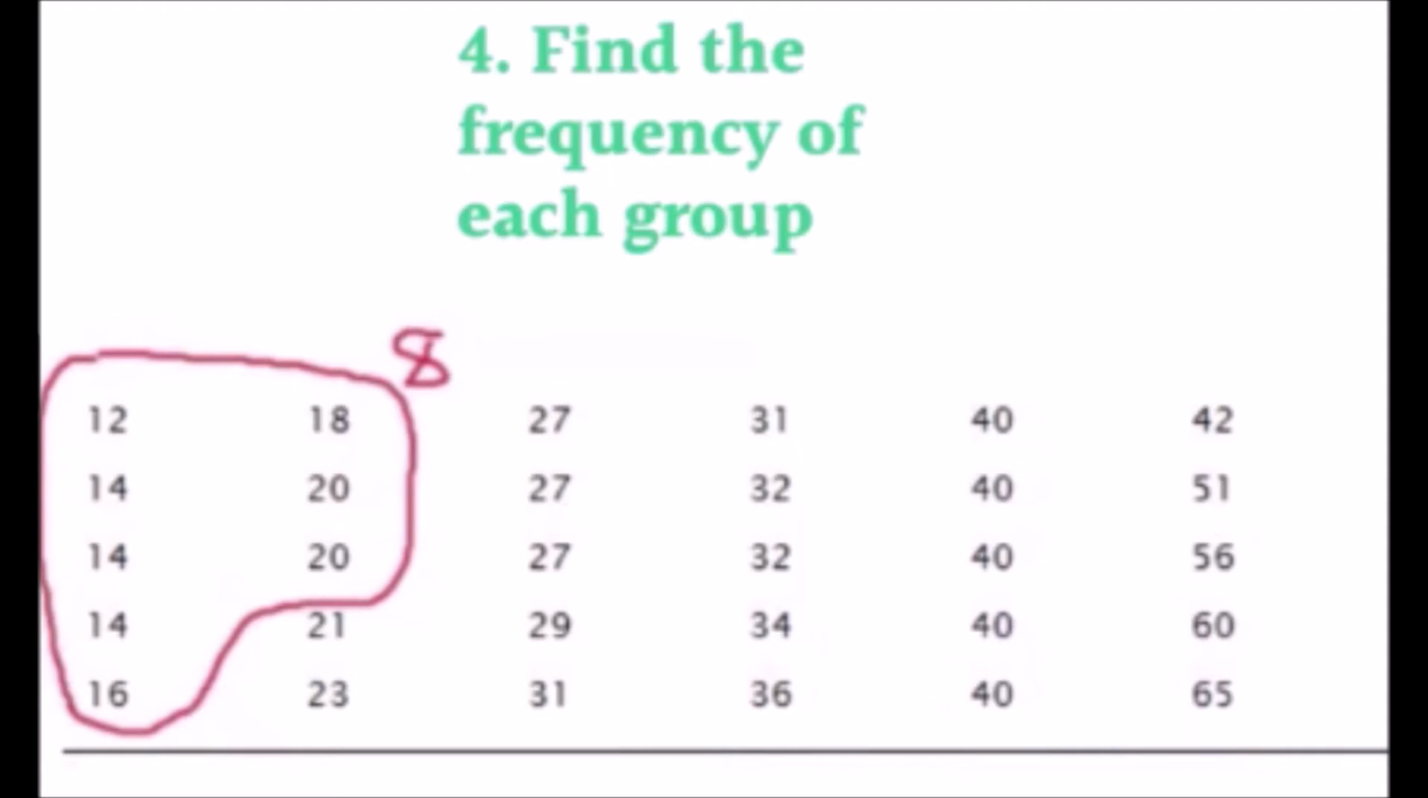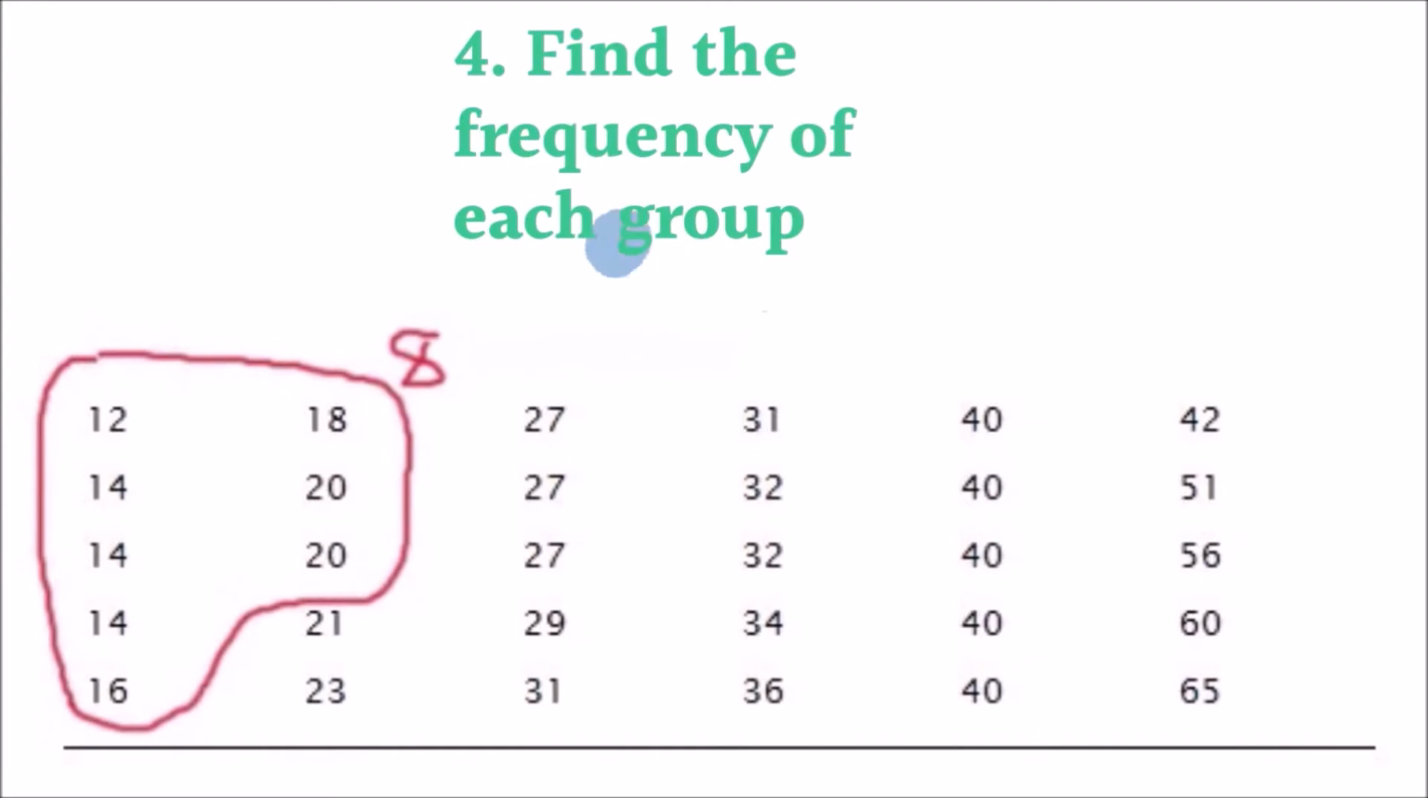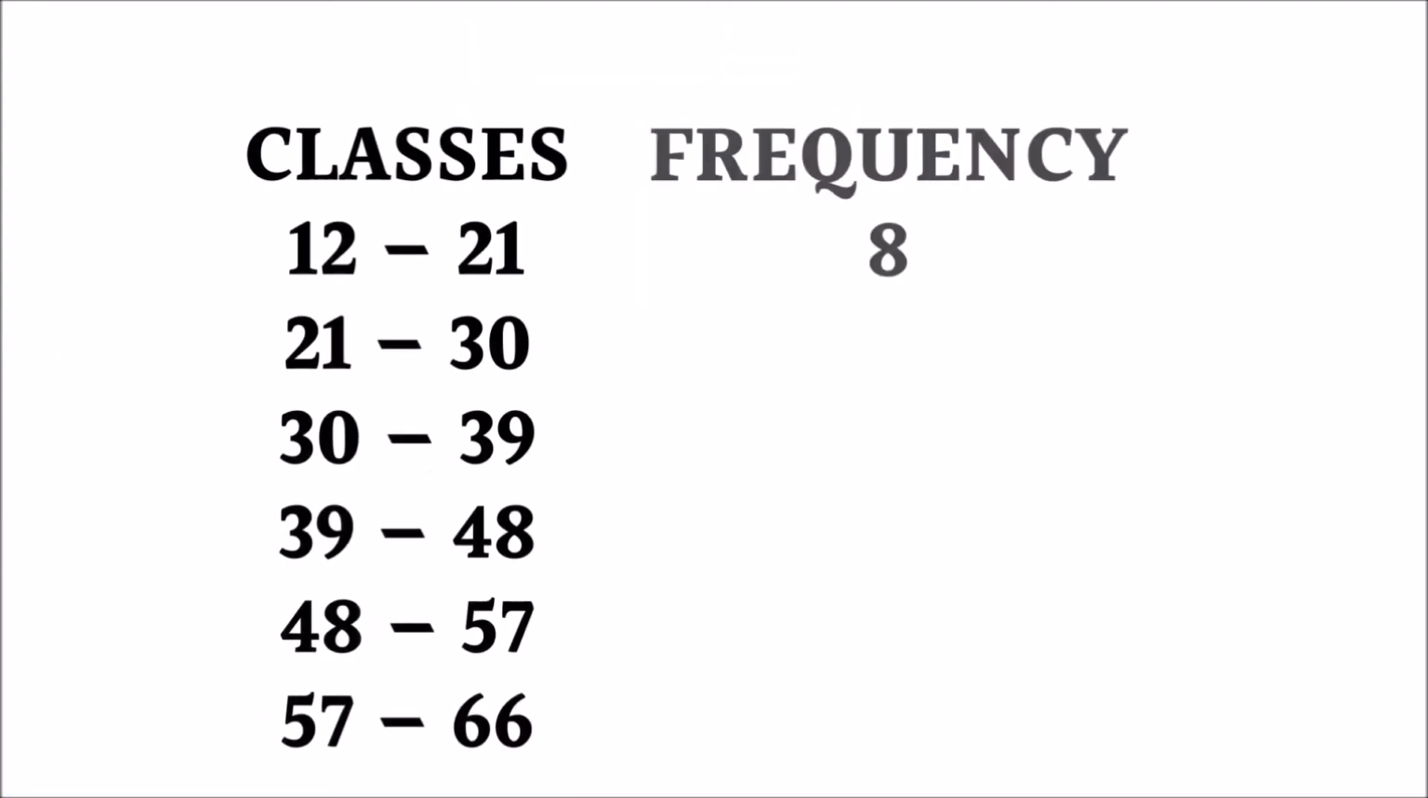I have circled the points which would be included in this group. So 12, 14, 14, 14, 16, 18, 20, 20. So those are the points included in the first group. All right. Now I update the table with this information. So the class of 12 to 21 has a frequency of 8.